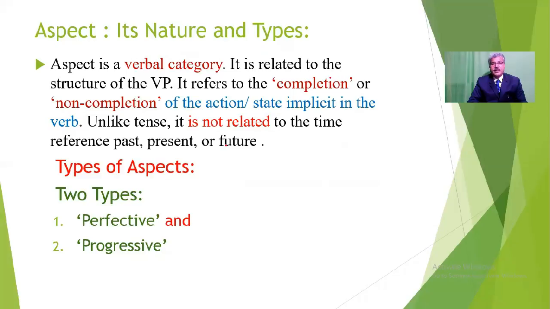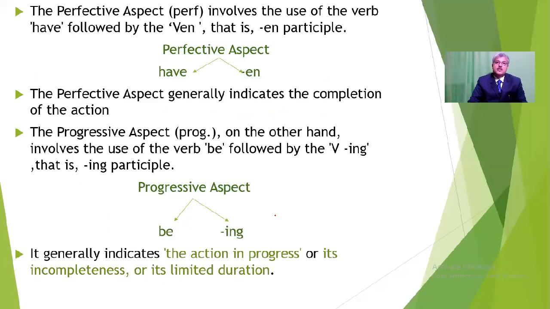Now, we will see types of aspects. There are two types of aspect. Number one is perfective aspect, and the second is progressive aspect. The perfective aspect involves the use of the verb have followed by en, that is en participle. And here with this tree diagram we can understand perfective aspect. In perfective aspect there is the use of have plus en, that is third form of the verb. The perfective aspect generally indicates the completion of the action.